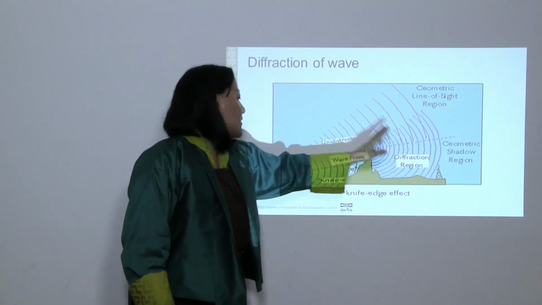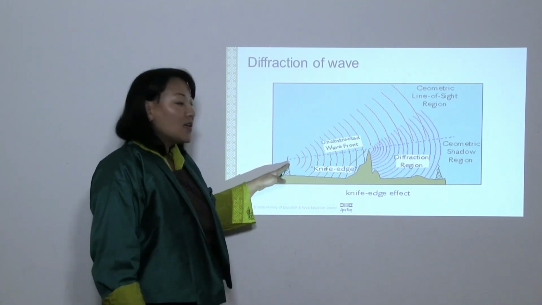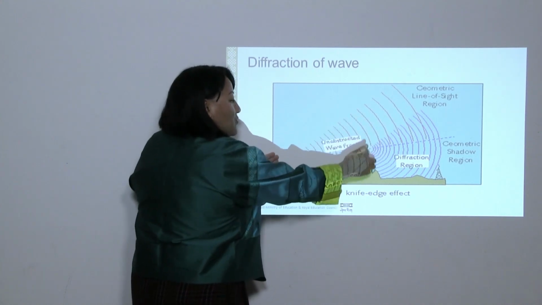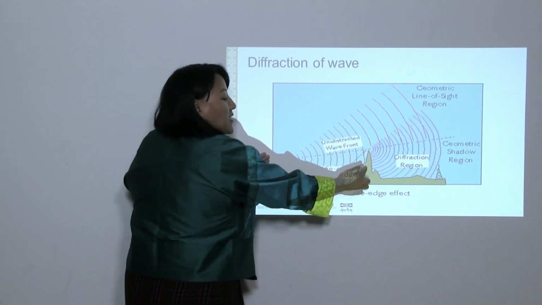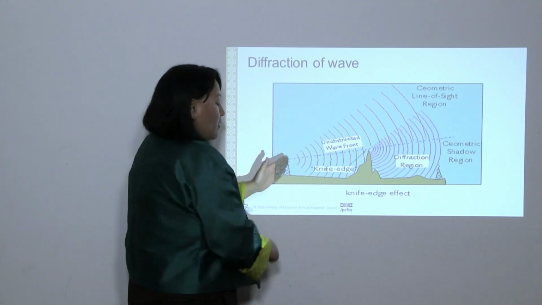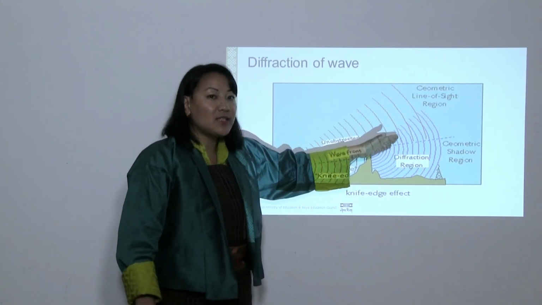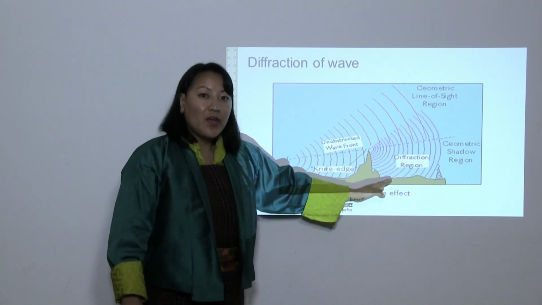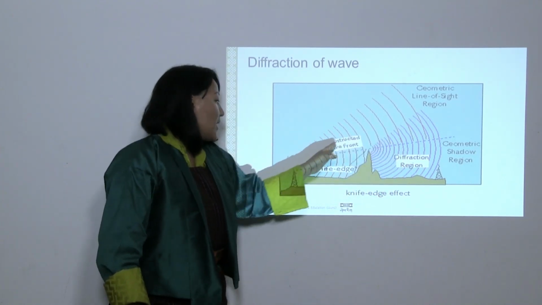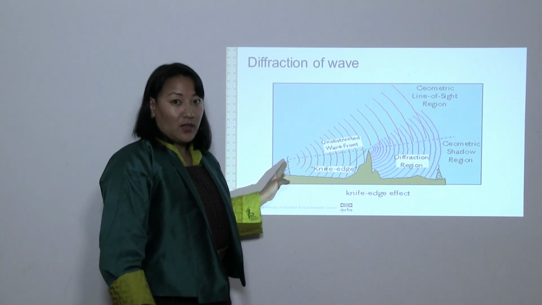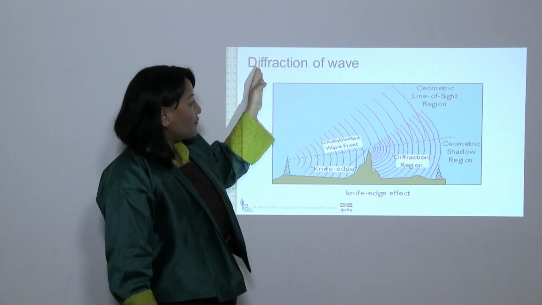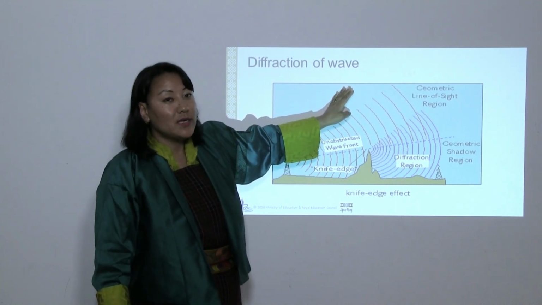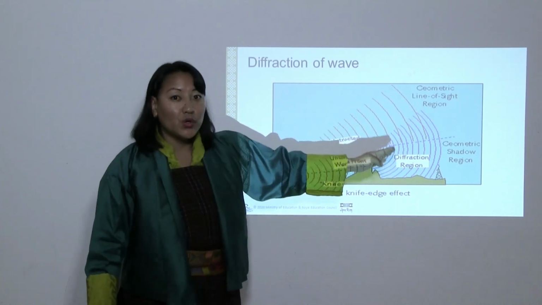This region is not accessible directly to this signal. However, when it undergoes diffraction after striking this medium in between, the wave gets diffracted, and that's how the signal reaches the area where it is not accessible to the signal. So that's why the diffraction of waves is very important in order to transmit signals from one place to another.